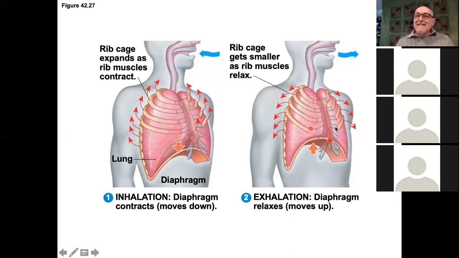And we always end up mixing a small amount of carbon dioxide-rich gas with the incoming oxygen-rich gas. But we're just adapted to it. That's just the way it works with us.